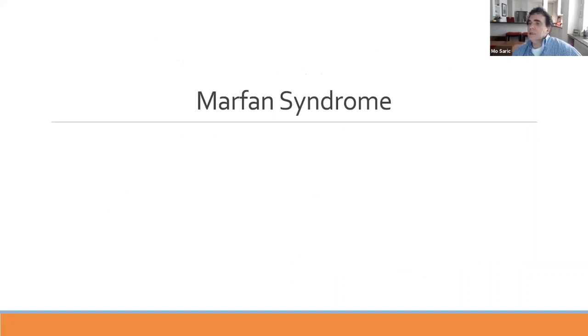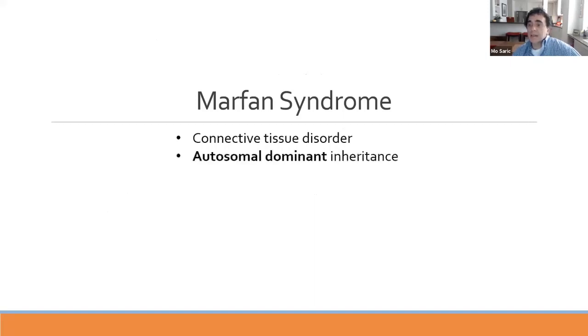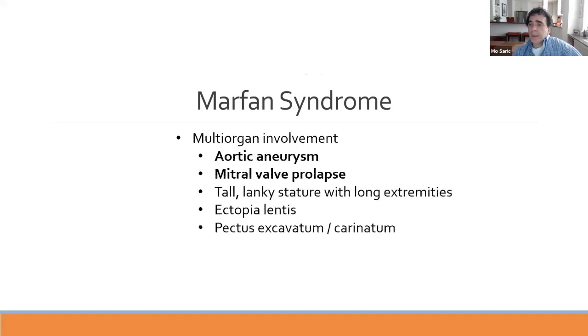But what is the syndrome that we now do refer to as Marfan syndrome? It's a connective tissue disorder, it's an autosomal dominant pattern of inheritance, and it's due to an abnormal fibrillin gene. And it has a multi-organ involvement, including aortic aneurysm, mitral valve prolapse, tall, lanky stature with long extremities, ectopia lentis, and pectus excavatum or carinatum.